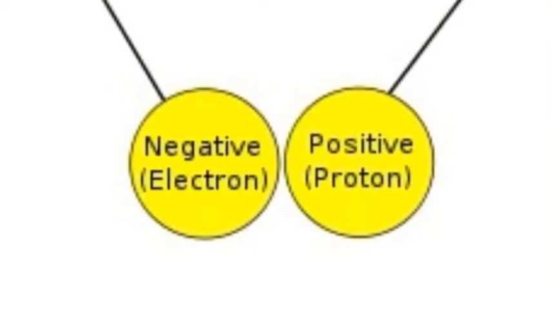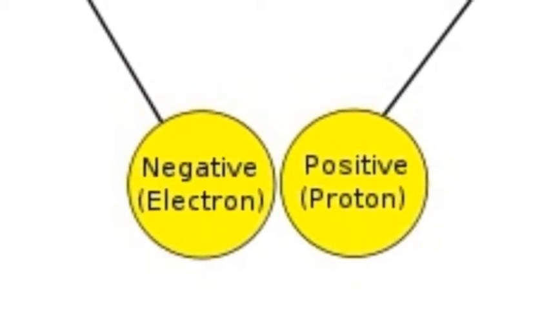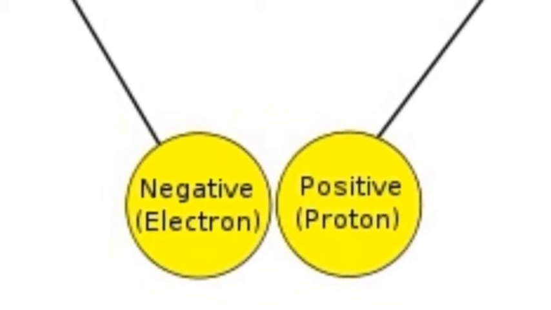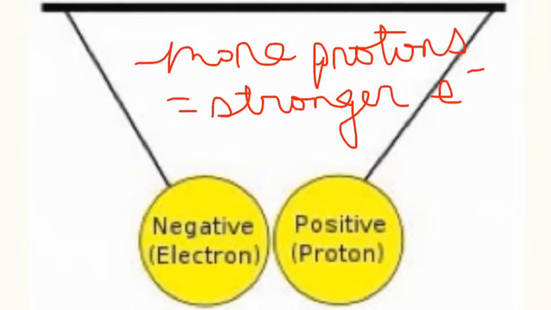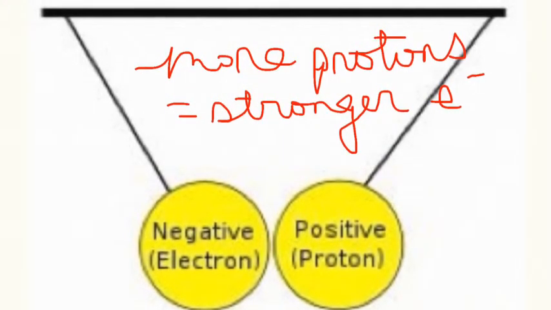The first rule: electrons are attracted to the protons in the nucleus of an atom. The closer an electron is to the nucleus, the more strongly it is attracted. And the more protons in a nucleus, the more strongly an electron is attracted to it.